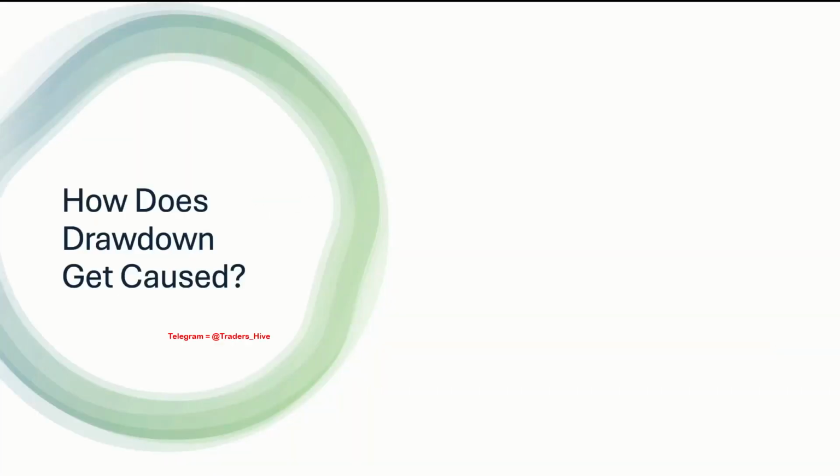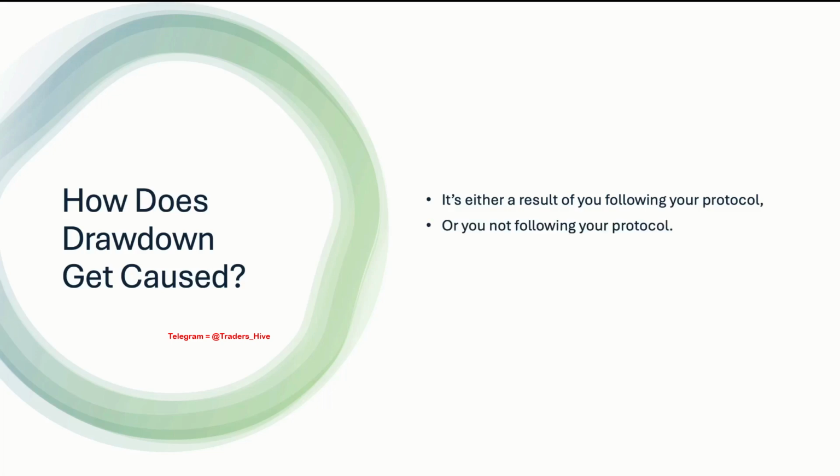First of all, we need to answer the question, how does drawdown get caused in the first place? Drawdown is either a result of you following your protocol or you not following your protocol. That makes sense, right? You either do the right thing and you take a loss based off you doing the right thing, or you do the wrong thing and you take an unrequired loss. Those are the two variations of drawdown.